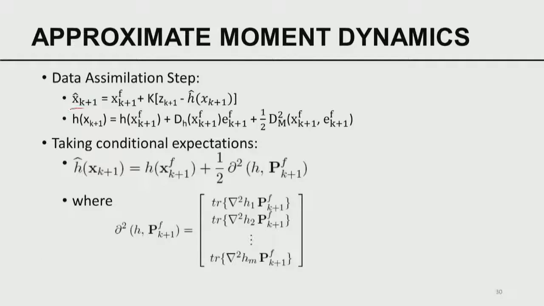I have the expression for the analysis that is equal to forecast plus the Kalman gain times the innovation. Now I can express h of x_{k+1} in the form of the forecast. Now look at this. To be able to make a forecast, I'm anchoring on the previous analysis. To be able to make the analysis, I'm banking on the previous forecast.